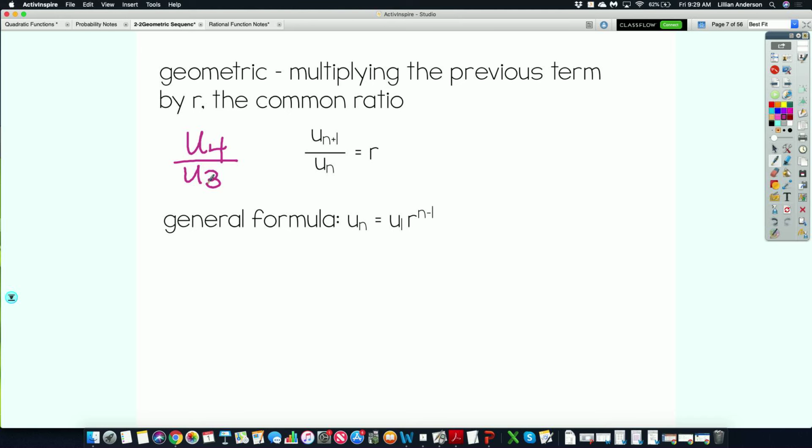Your general formula, which is in your reference booklet, this is also known as your explicit formula for a geometric sequence, is u sub n equals u sub 1 times r to the n minus 1. These two things are being multiplied together, the first term and the common ratio, but only the ratio is raised to that particular power.